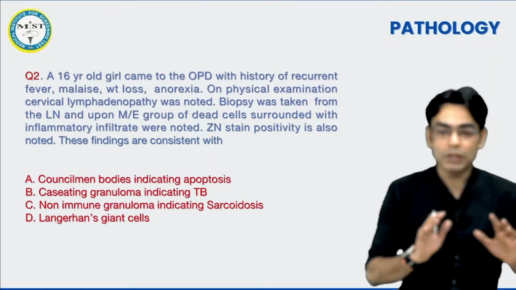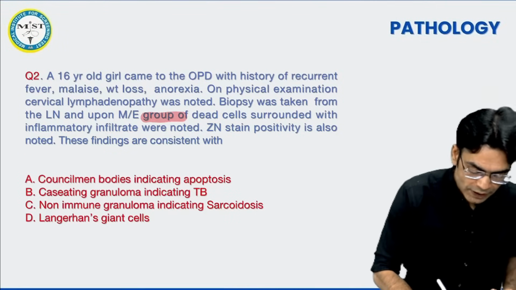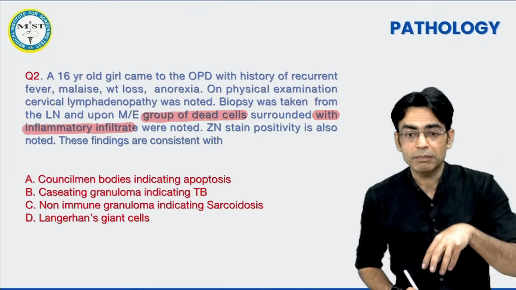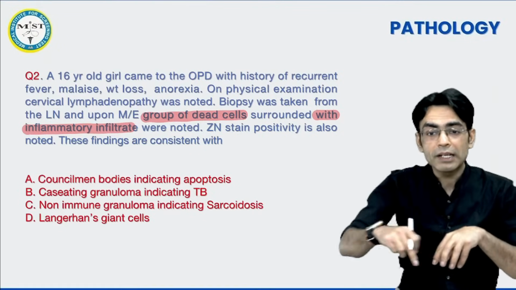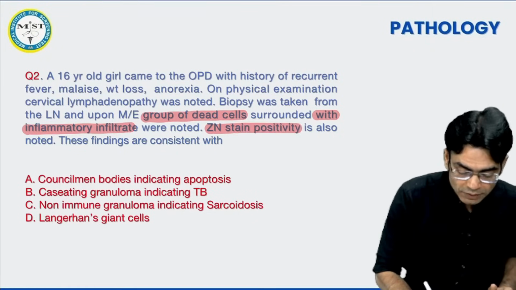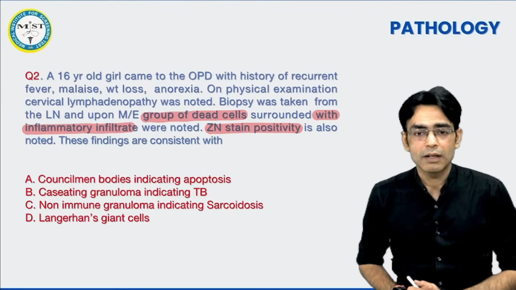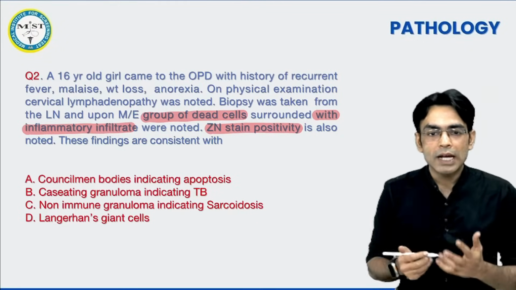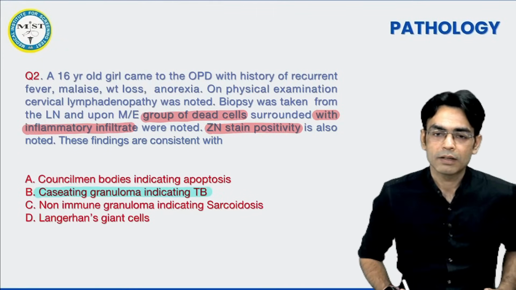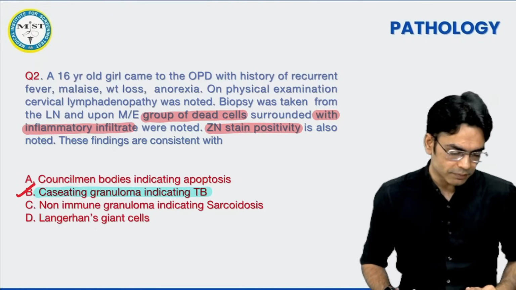You understood. देखो छोटू, क्या क्या आपने पकड़ना है यहाँ पे. सबसे पहली बात, group of dead cells surrounded with inflammatory infiltrate. Group of dead cells मतलब necrosis, surrounded with inflammatory infiltrate मतलब granuloma का शेप आ रहा है यहाँ पे. ठीक है. देन ZN stain positivity मतलब यार टीबी है भाई, Mycobacterium TB. तो टीबी हो गया. तो यार छोटू, टीबी में कौन सा granuloma मिलता है? Caseating granuloma indicating TB. This is the answer of this question. Very simple. हाँ, B is the correct answer.